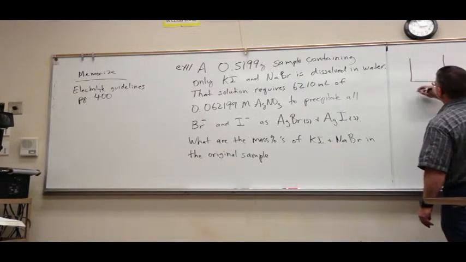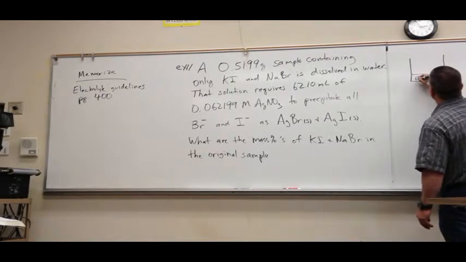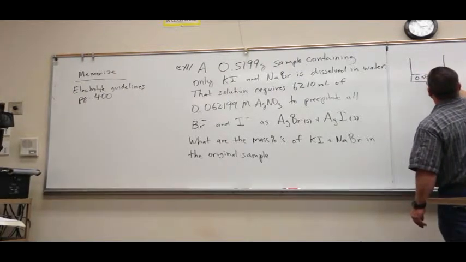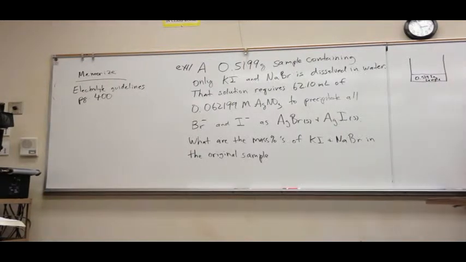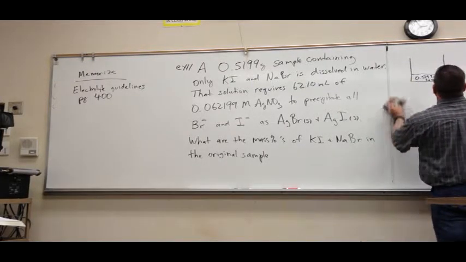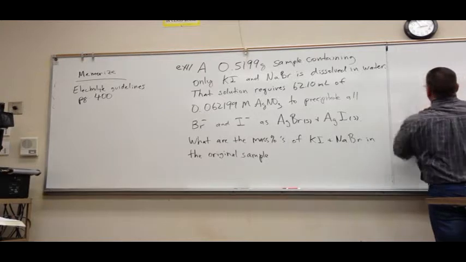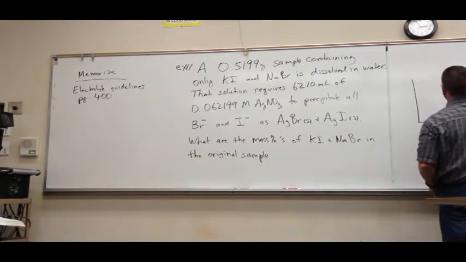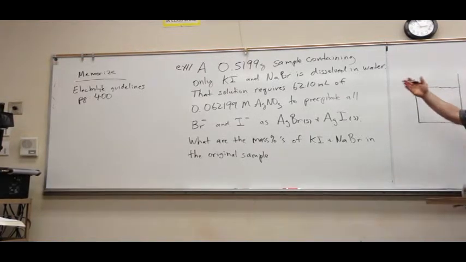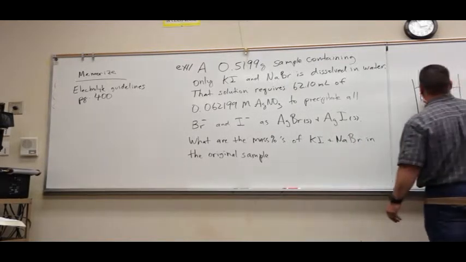What you do is you take that, and it weighs 0.5199 grams. Take that, put it into the beaker, and add enough water to dissolve it all. So it's all dissolved, right? And when you dissolve it, because both potassium iodide and sodium bromide are soluble, what you have are the ions floating around.